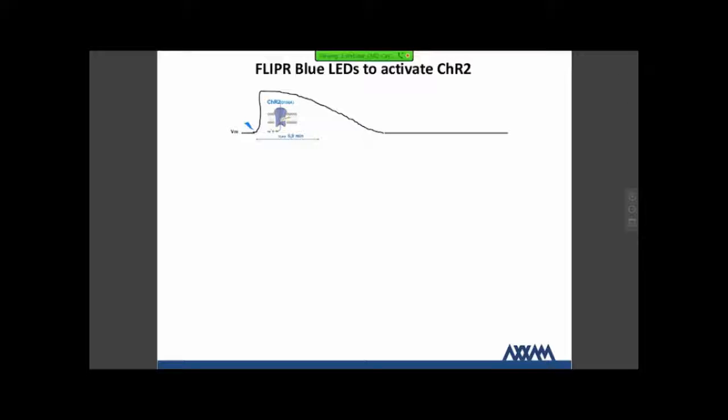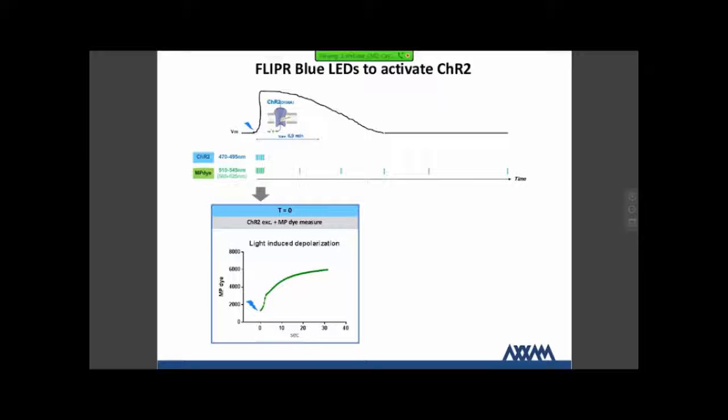The first experiments were, of course, to demonstrate if the blue light of the FLIPR was able to activate the Channelrhodopsin and so to induce a depolarization, a sustained depolarization as expected from this Channelrhodopsin. So the protocol that we use, we stimulate with the blue light the Channelrhodopsin, and we simultaneously measure the membrane depolarization as a fluorescent signal through the membrane potential fluorescent dye. In this panel, you can see that when we apply this first blue light stimulation, the cell responds with a very robust and sustained membrane depolarization.